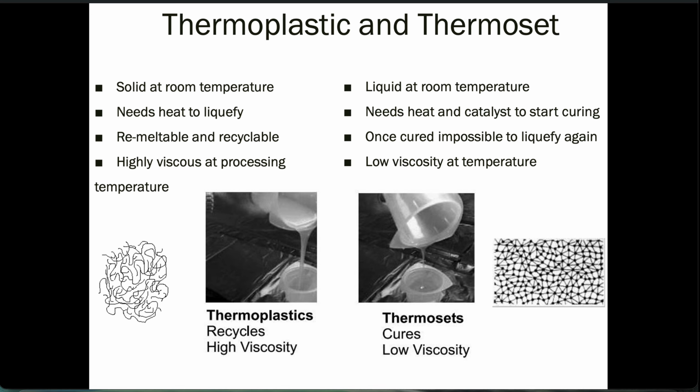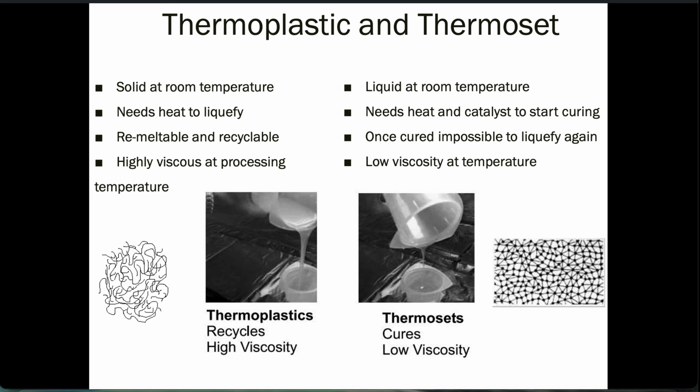The difference between the two starts from before their application. Thermoplastics are solid at room temperature. You need to melt them down. Thermosets are liquid at room temperature. Thermoplastics need heat to liquefy. Thermosets need heat to catalyze and start curing, or a hardener, and we're going to see that in the lab. As we said earlier in the previous slides, thermoplastics are remeltable and recyclable, whereas thermosets, when you cure them, you won't be able to liquefy them.